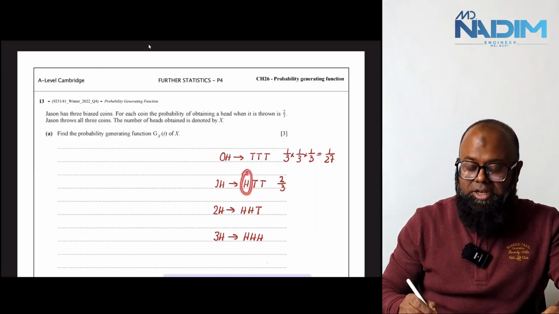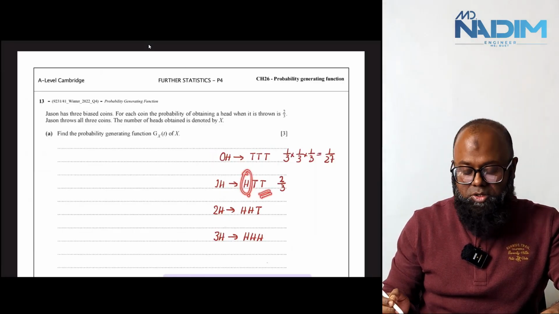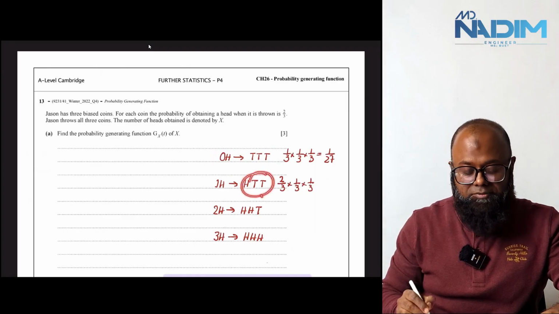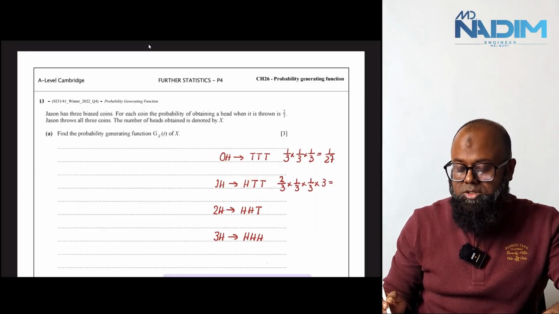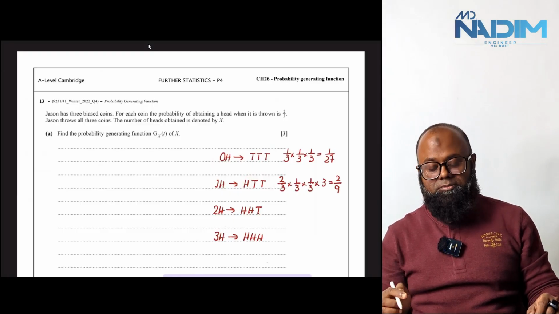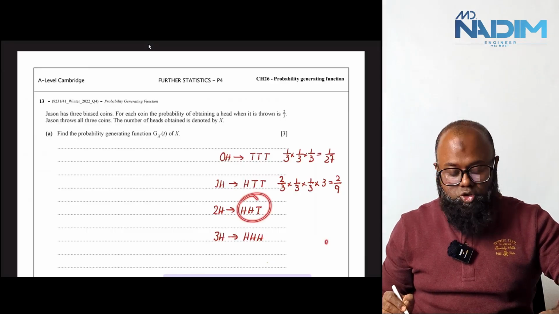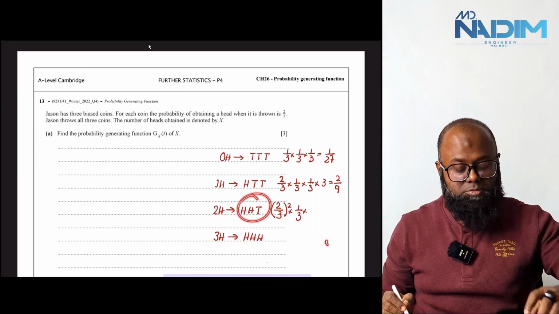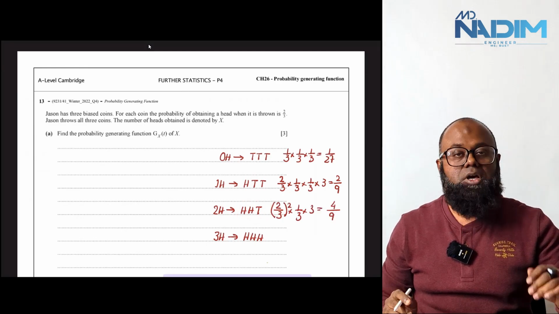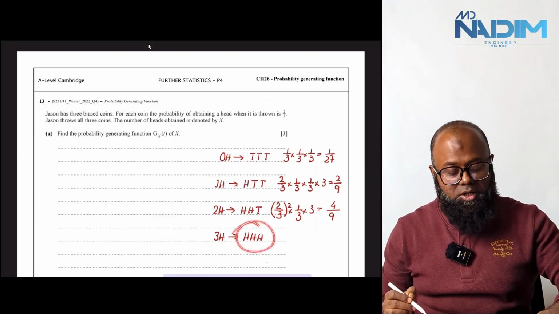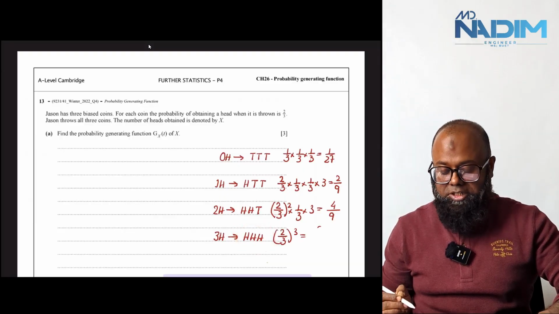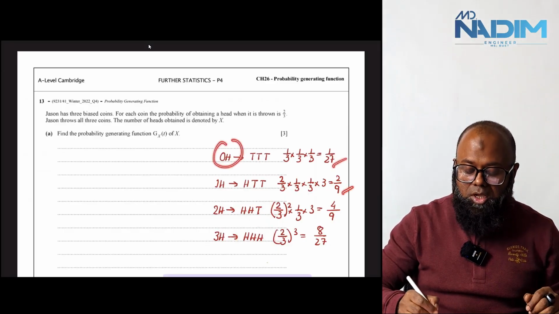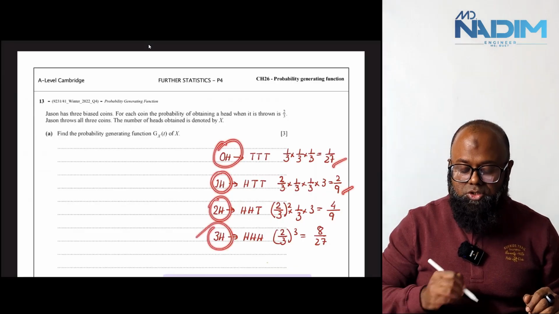Now here head is 2 by 3 and then 1 by 3 whole squared, and you can have 3 possible combinations from here. So that will give you 2 by 9. Now you are getting 2 by 3 whole squared into 1 by 3, and you can have 3 possible combinations from here. So that gives 4 by 9. Now from here you can get 2 by 3 whole cube, that gives 8 by 27. So these are the probabilities of the values of x: 0, 1, 2 and 3.